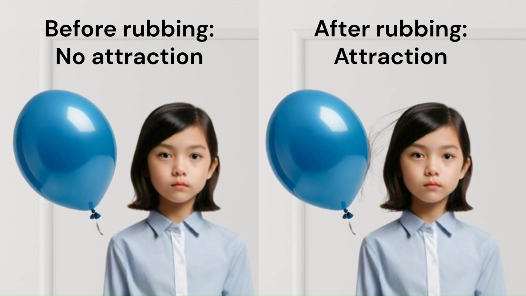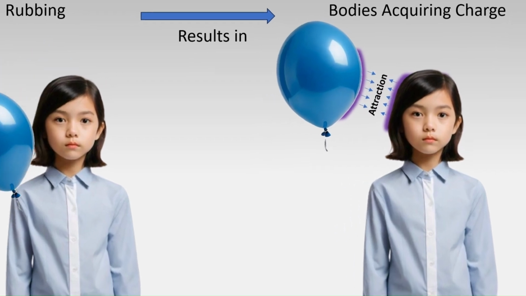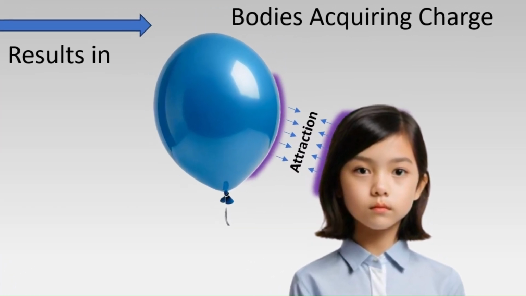We also observed that before rubbing there was no attraction and after rubbing there is attraction. Something must have changed inside the material due to rubbing. Or in other words, we can say that the balloon and the hair have acquired some new property due to which there is attraction. And this new property is called charge. Rubbing results in bodies acquiring charge, and the charge on the body is responsible for the attraction.